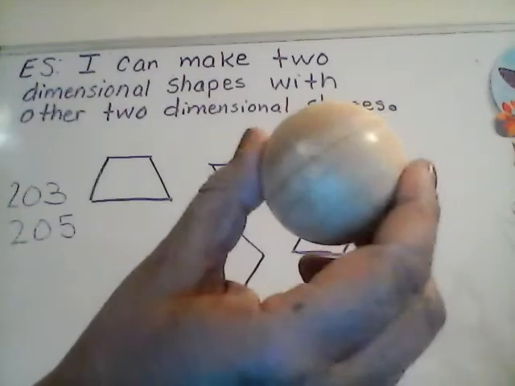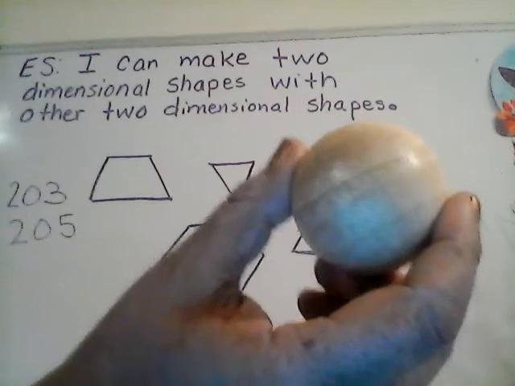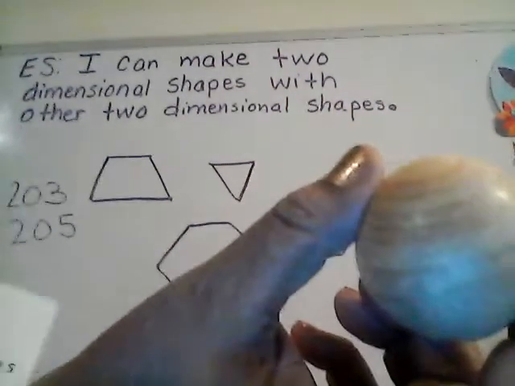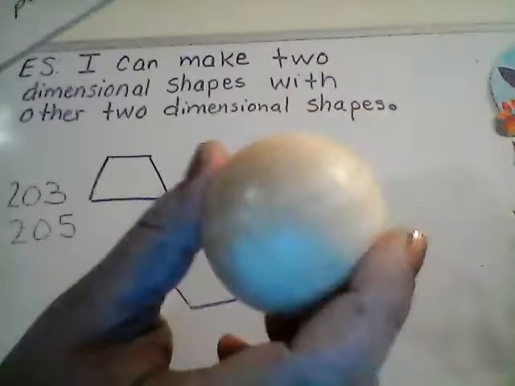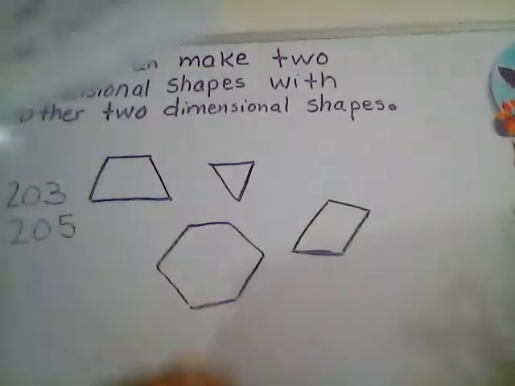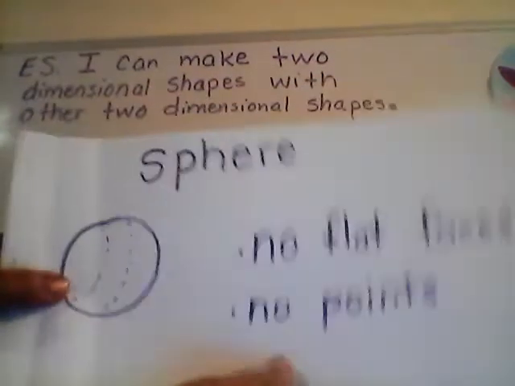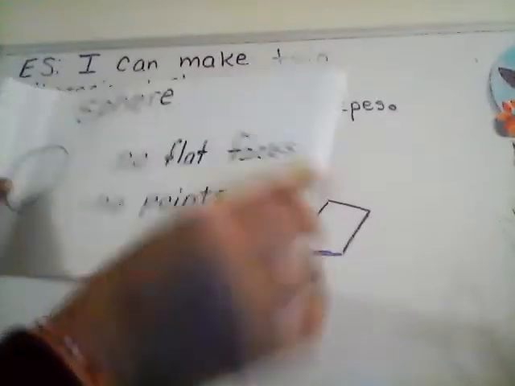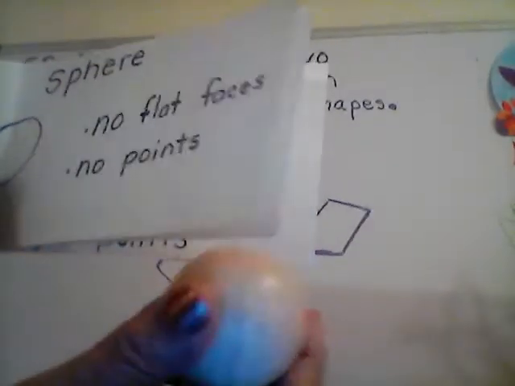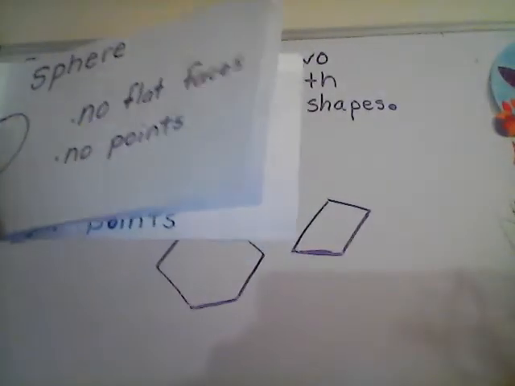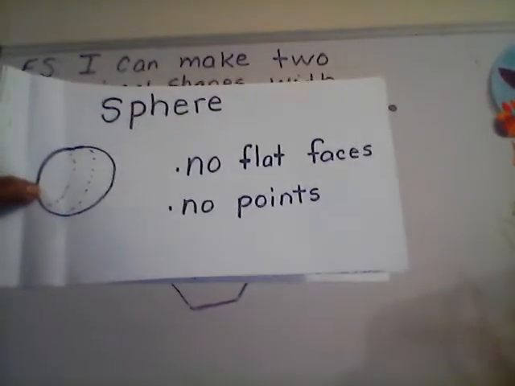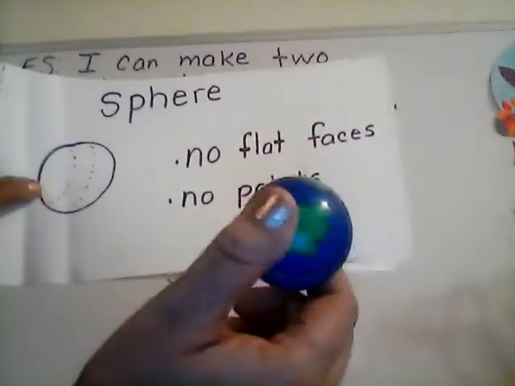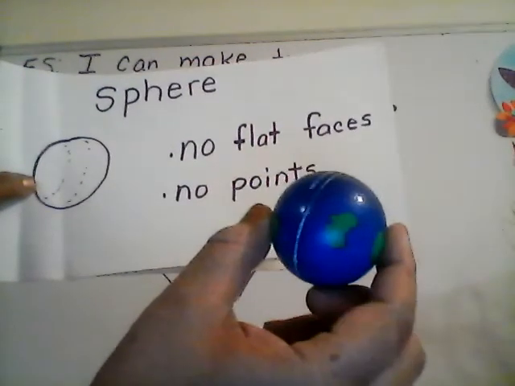Do you remember what it's called? Yes, it's called a sphere. And what are the attributes of a sphere? A sphere has no flat faces and no points. All right? A sphere can also roll, can't it? And we have many things around us that are spheres, like balls, a marble, even the planet Earth is a sphere.